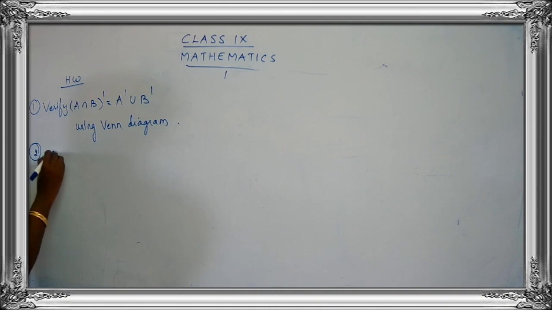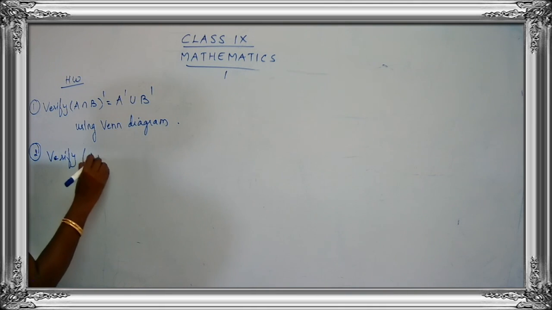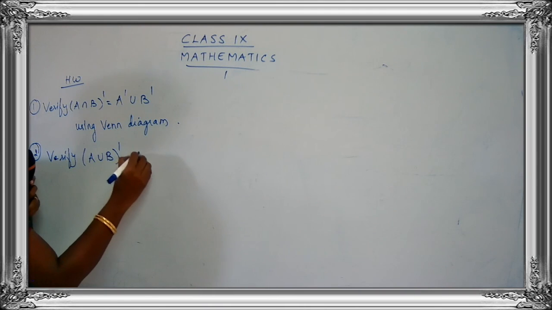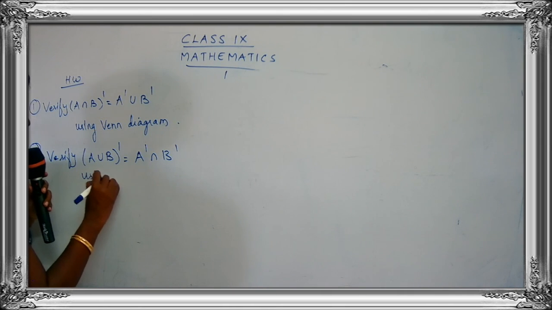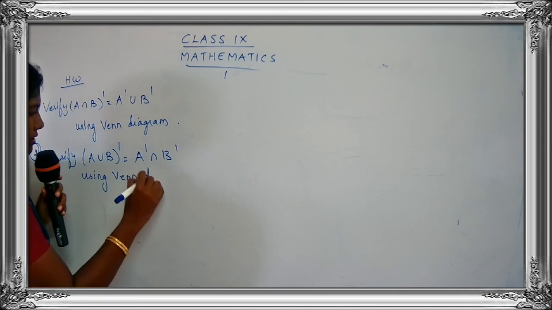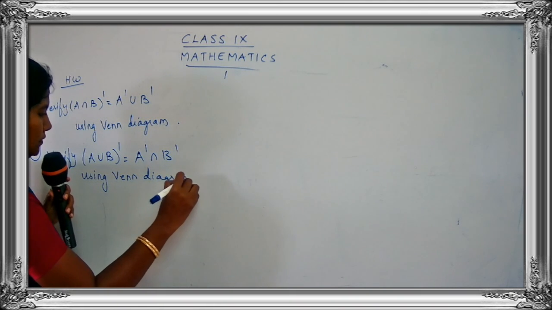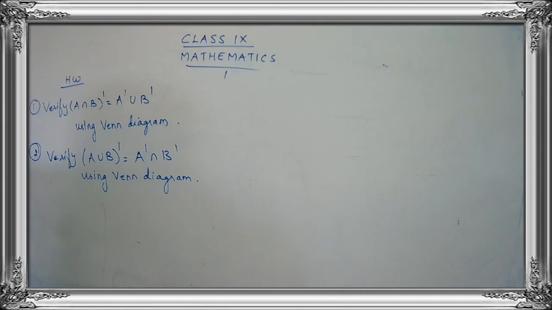Second, verify A union B the whole dash is equal to A dash intersection B dash. Verify A union B the whole dash is equal to A dash intersection B dash. So here 5 and here 5.